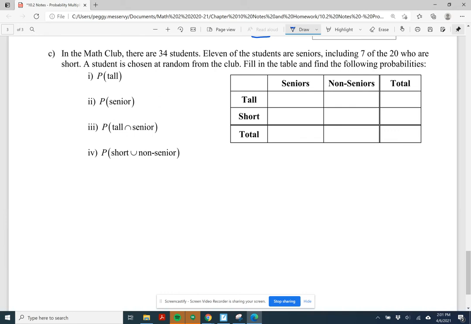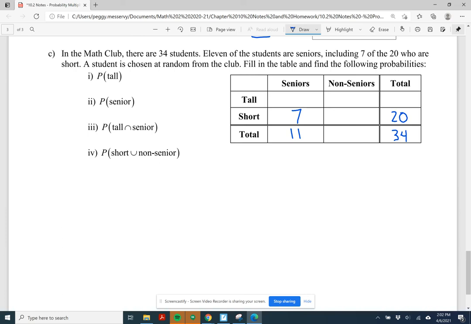Okay, so let's read through it carefully. Math Club has 34 total students. 11 of those students are seniors, so that's the total number of seniors. 7 of my seniors are short. 20 of my total students in the club are short. Right? 7 of the 20 are short. 11 of the students are seniors, including 7 of the 20 who are short. So that says I have 7 short seniors and 20 short students altogether.